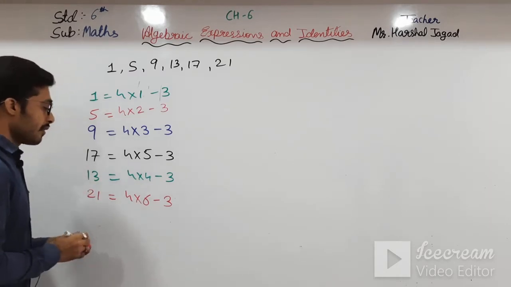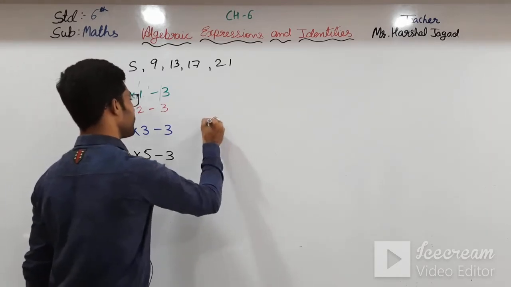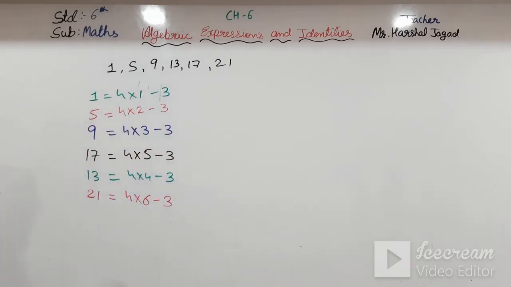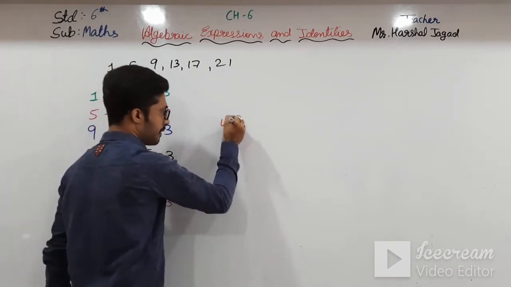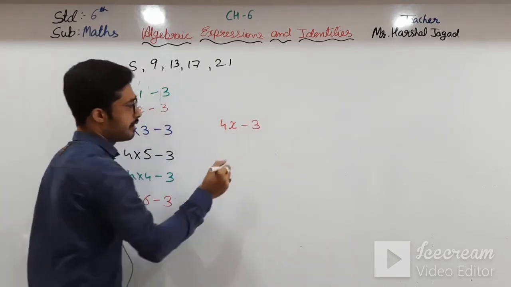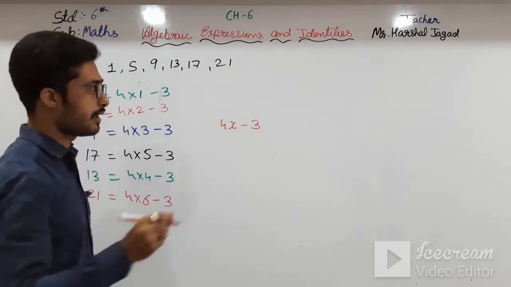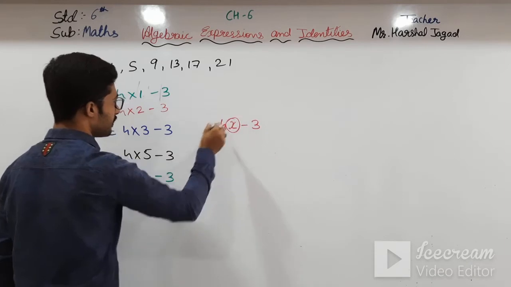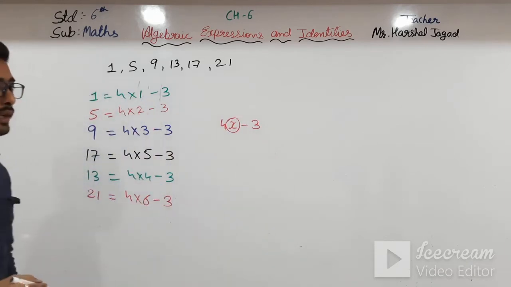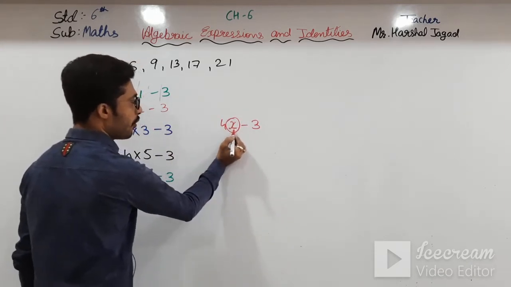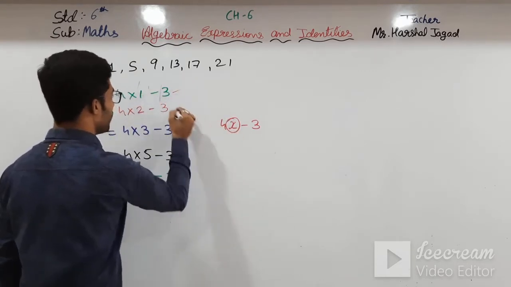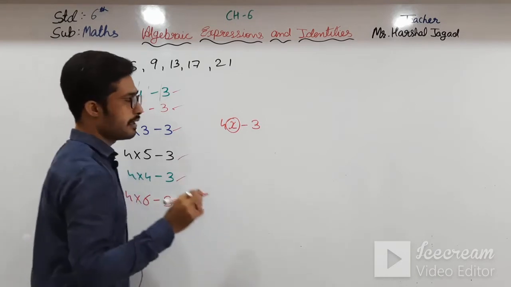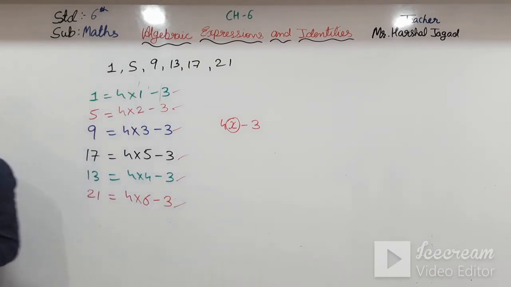Okay, from this we can make a formula. Which formula? 4x minus 3. See here, what is x? These numbers: if I take 1 over here, then we get 1, 2, then this 3, then this 4, then this 5, then this 6. Okay students, so this is given.